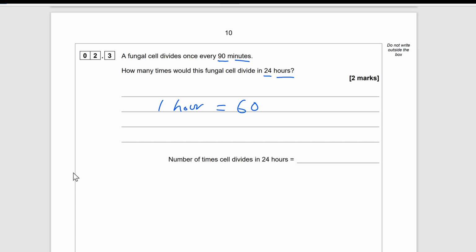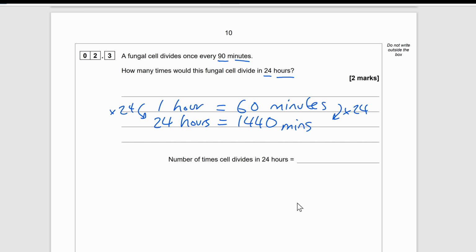If we remember that 1 hour contains 60 minutes, we should then figure out, if we have 24 of those hours, how many minutes that would be. We would then need to multiply our 60 by 24. That should be 1,440. So we now know how long 24 hours is in minutes.